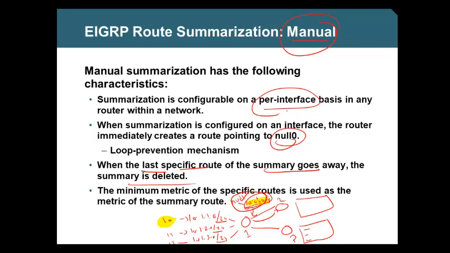So router 2 learns 10.0.0.0/8 with metric 10. See, when you have a summary, the metric of the summary route will be the minimum metric of the specific routes. Question, do you have any question?